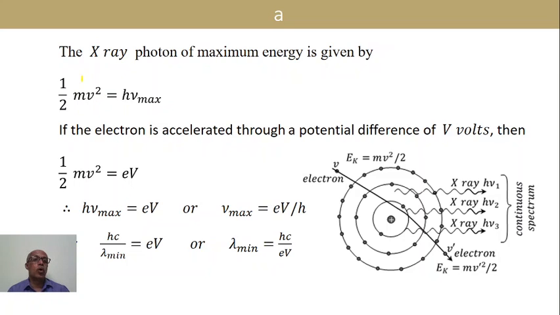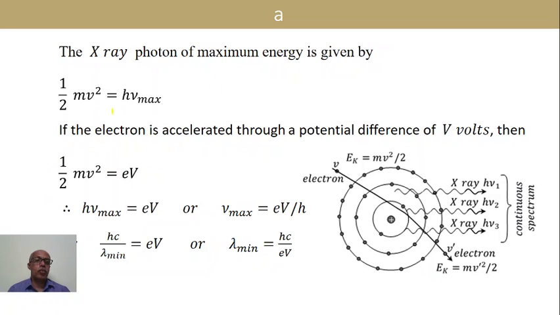There is no ejected electron because all the energy will be lost by the incident electron, and that will be emitted in the form of h nu max, that is the energy of the photon. If the electron is accelerated through a potential difference of V volt between the cathode and anode, then half mv square is equal to eV, where e is the charge of the electron and V is the potential difference maintained between the cathode and the anode.